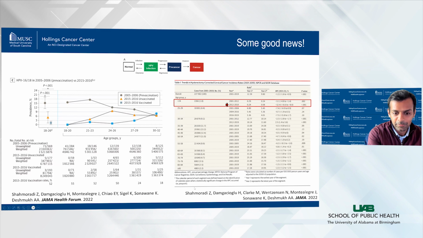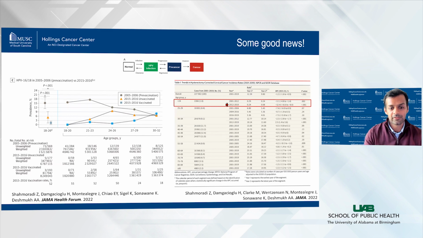So these are our 2 publications from last year, where we estimated HPV 16-18 infection prevalence among women in the pre-vaccination era and in recent time, 2015, 2016. As you can see, cervical HPV 16-18 infection prevalence in the pre-HPV vaccination era was much higher, 15%. But in recent time, among those who are vaccinated as a result of direct benefits and those unvaccinated as a result of herd immunity, HPV 16-18 infection prevalence has dropped substantially.